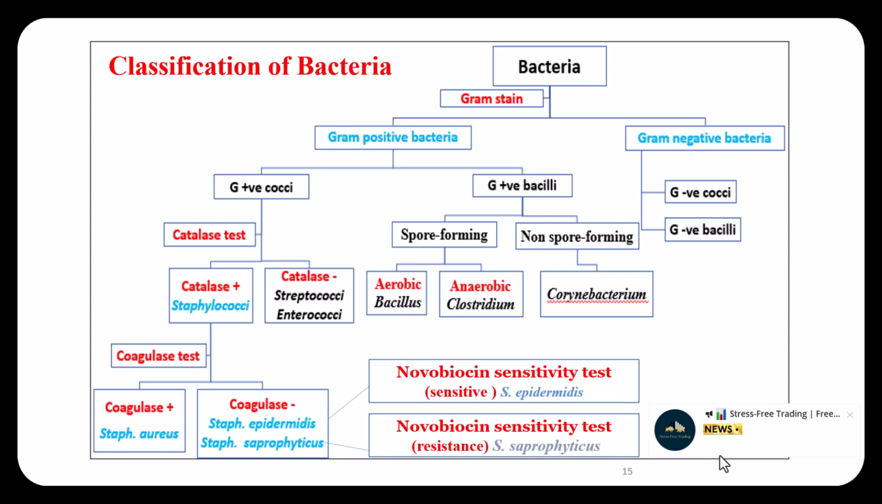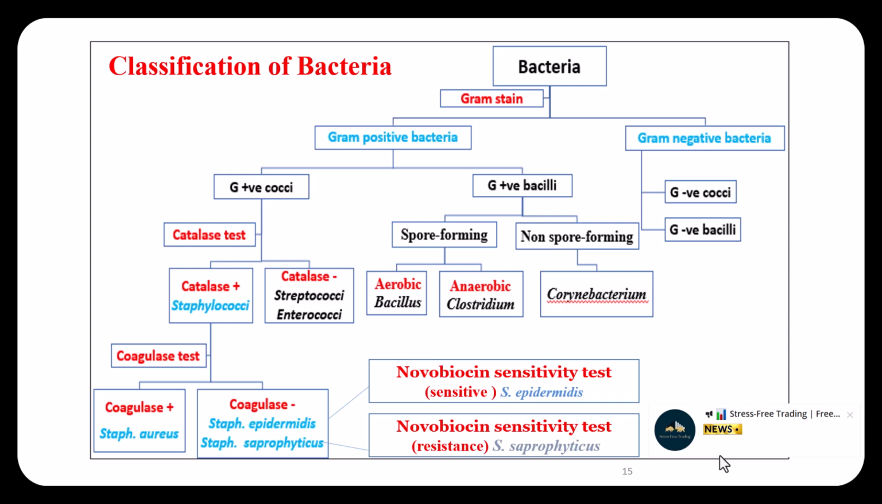If it's cocci under the microscope, it means it's spherical in shape, or it's bacilli. If it is bacilli, we divide it into two groups, spore-forming and non-spore-forming bacteria. The spore-forming bacteria, such as Bacillus and Clostridium, can be identified by the spore stain and differentiated from other gram-positive bacilli that are non-spore forming. While if the bacteria appears spherical under the microscope, it means it's cocci. There are two major groups of the gram-positive cocci, Staphylococcus and Streptococcus.